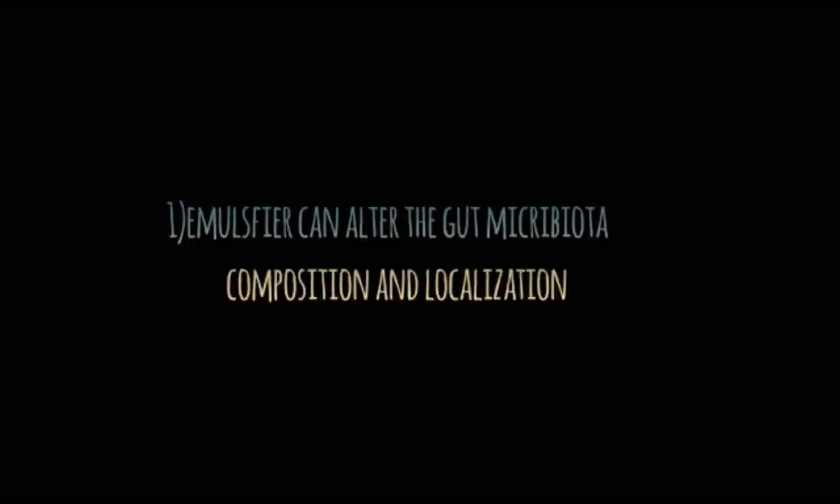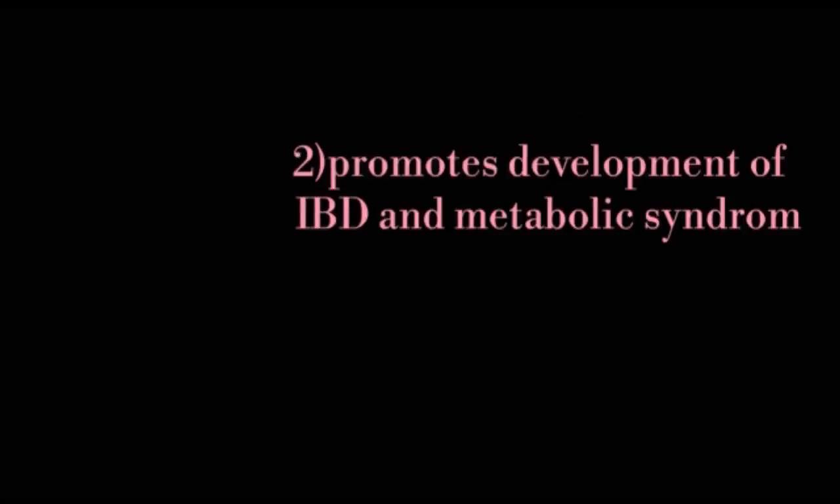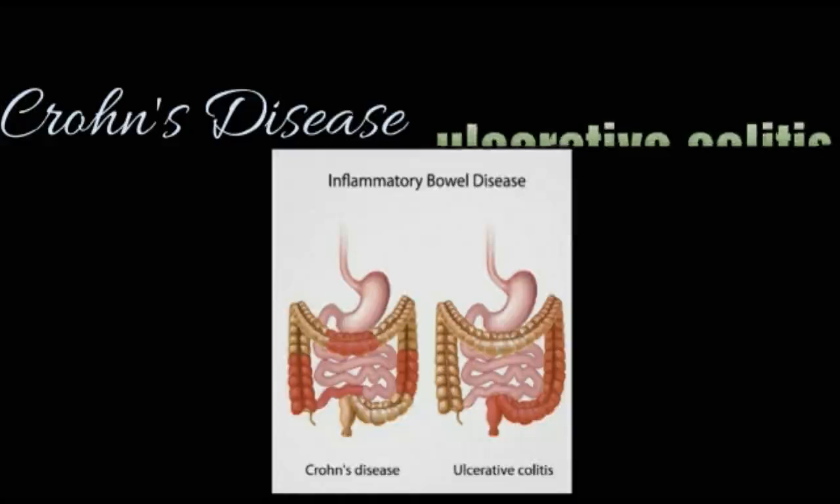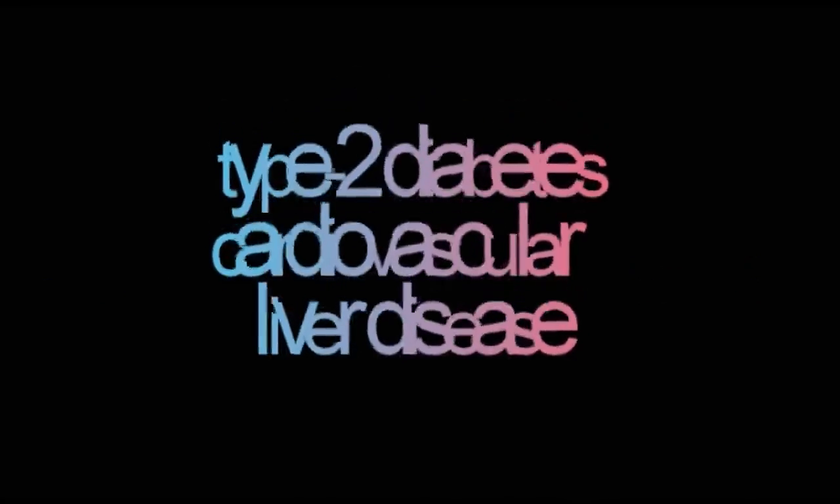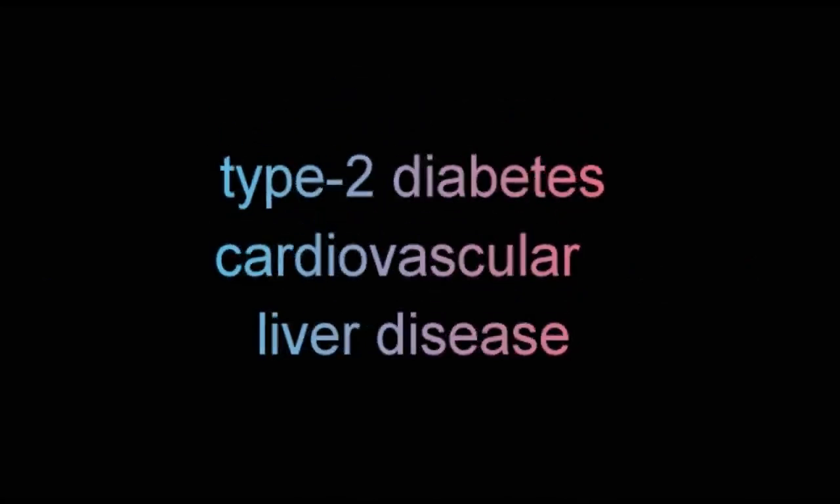It says that emulsifier can alter the gut microbiota composition and localization to induce intestinal inflammation. It promotes development of inflammatory bowel disease (IBD) and metabolic syndrome. IBD comprises Crohn's disease and ulcerative colitis, affects many people and is often severe and devastating. Meanwhile, metabolic syndrome is a group of very common obesity-related disorders that can lead to type 2 diabetes, cardiovascular, and liver disease.